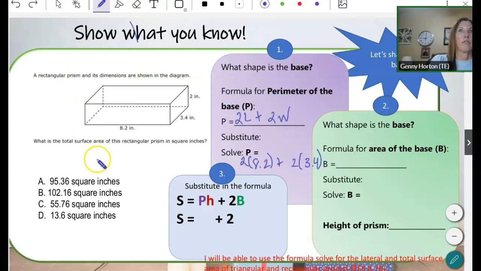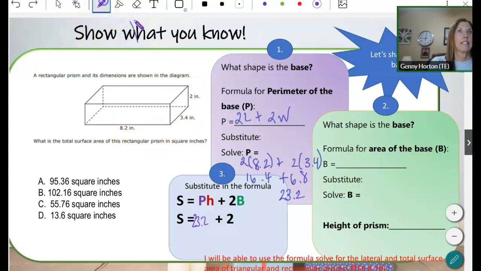And when you multiply 2 times 8.2, it's 16.4. And then 2 times 3.4 is 6.8. Add that together and you get 23.2. That is our purple number. All right, so then our next step here, we're going to do the area of the base.